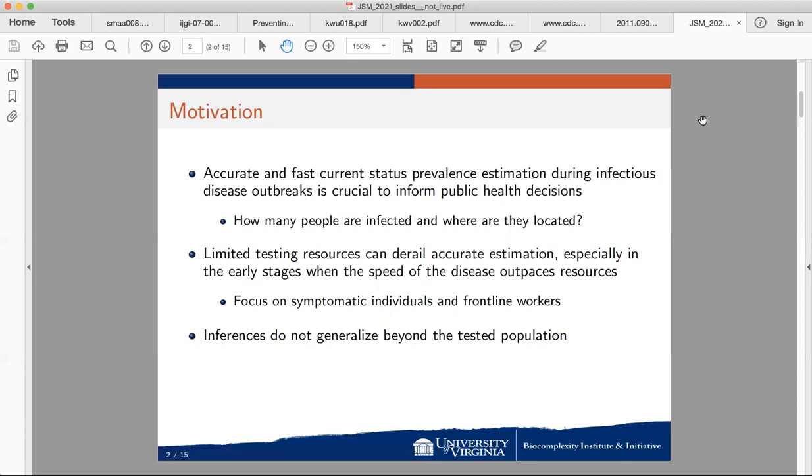And of course, as we saw there, limited testing resources can derail accurate estimation, especially in the early stages when the speed of the disease outpaces resources. What often happens in these situations is that the testing is really focused on symptomatic individuals and frontline workers. And inferences based off of these testing situations don't really generalize beyond the tested population.